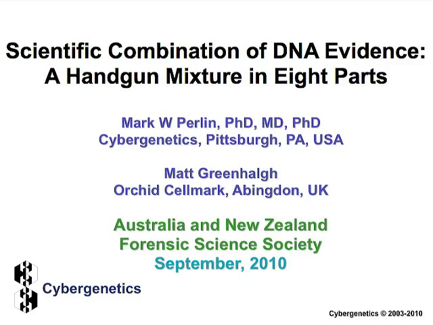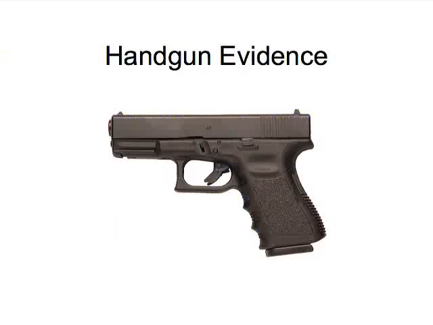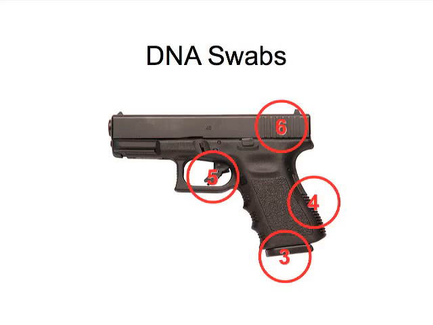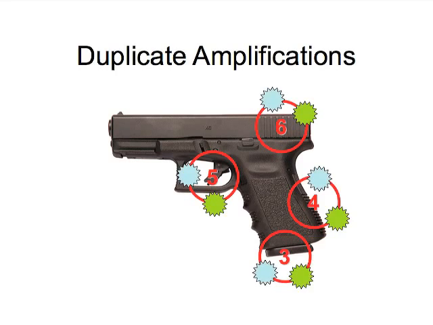Okay, so the case that was provided to Cellmark was a handgun, and on that handgun, swabbings were taken from four different locations: from the base of the gun, from the back, the trigger, and from the top of the gun. And when the swabs got to the lab, amplifications of each swabbing were done in duplicate.